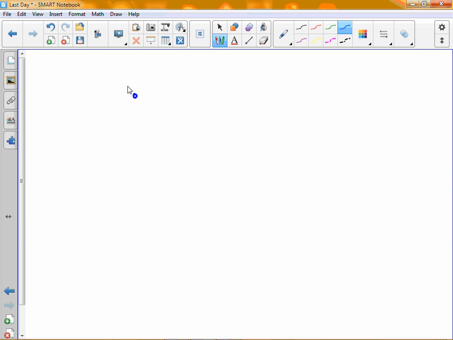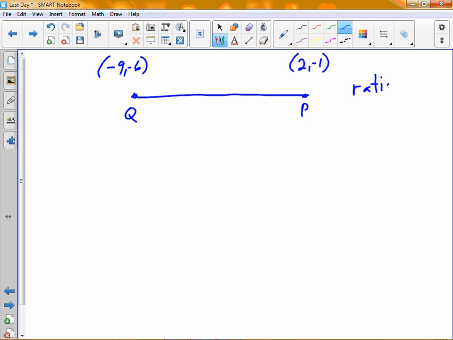So what that means is I have a point here, and based on reading the problem, it says point Q is (-9, -6). So I've got this point (-9, -6), and then over here somewhere else, there's this other point P, and based on this question, it says point P is (2, -1). To partition this segment into a 3-by-2 ratio, you need to pay attention to this, please.